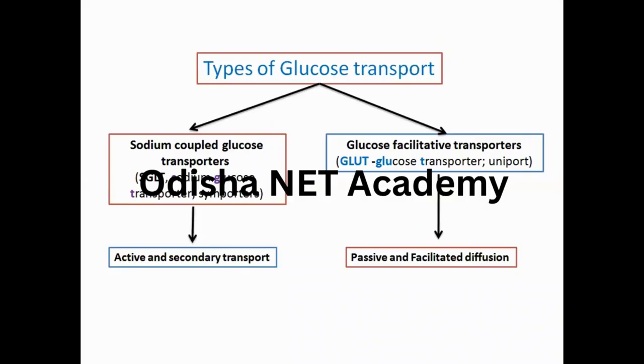So now come to discuss the types of glucose transport. How will glucose be transferred across the membrane? There are two types of transporters available for glucose: one is SGLT and one is GLUT. SGLT is the sodium coupled glucose transporter, which means glucose will transfer along with the transfer of sodium.